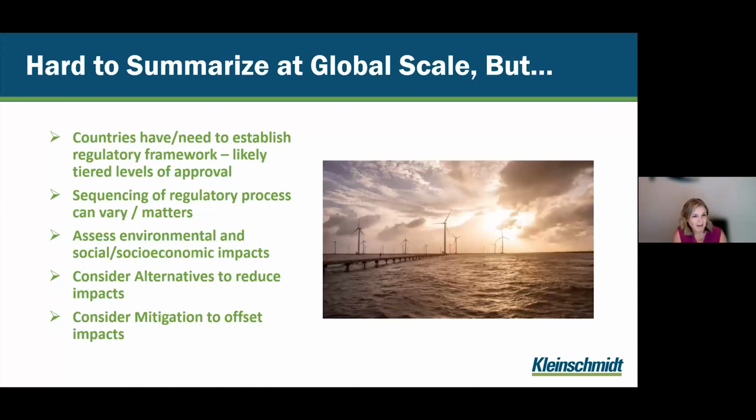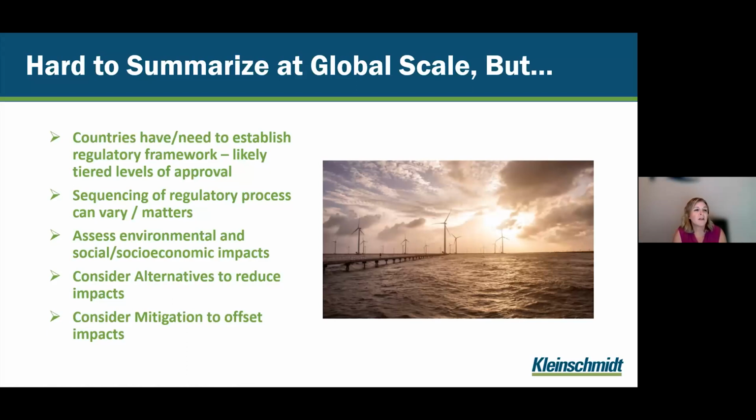So regulatory and permitting, it's very hard to summarize at a global scale, but I will at least give it a nod because any conversation that is had anywhere globally, on a podcast, at a conference, in an article, will always lament that permitting is the biggest hurdle. It's at least the first hurdle, if not the biggest hurdle. It's the most time consuming. Suffice it to say that countries either should or have or will develop some kind of regulatory framework. There will likely be tiered levels of approval, so maybe starting at that federal level and then tiering down to whatever the lowest level of permitting or regulatory process is appropriate in that individual jurisdiction.